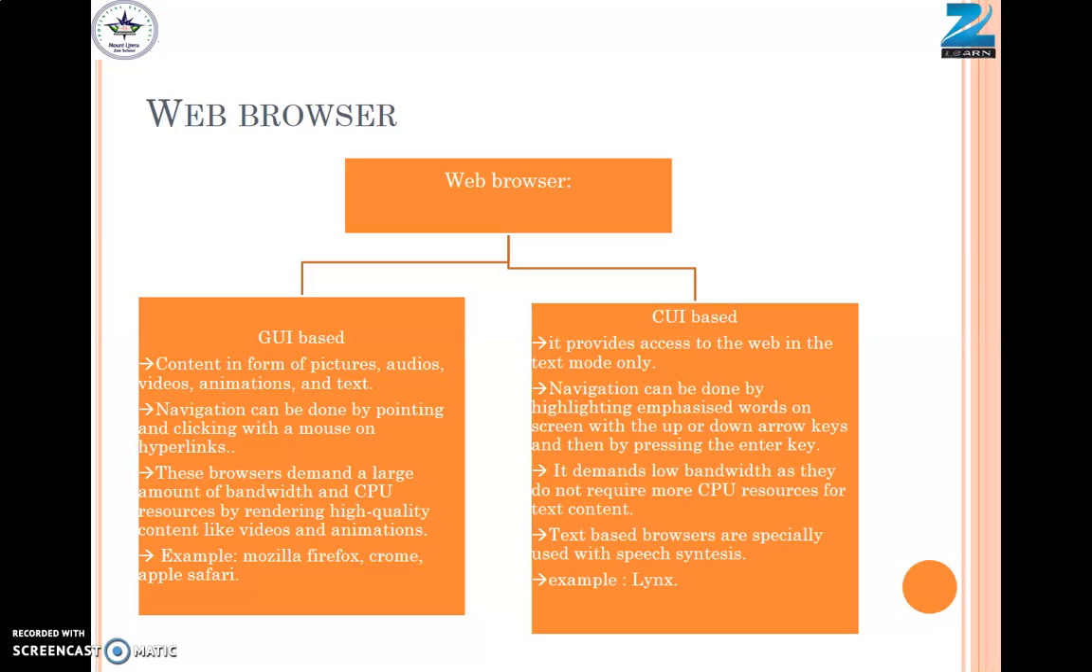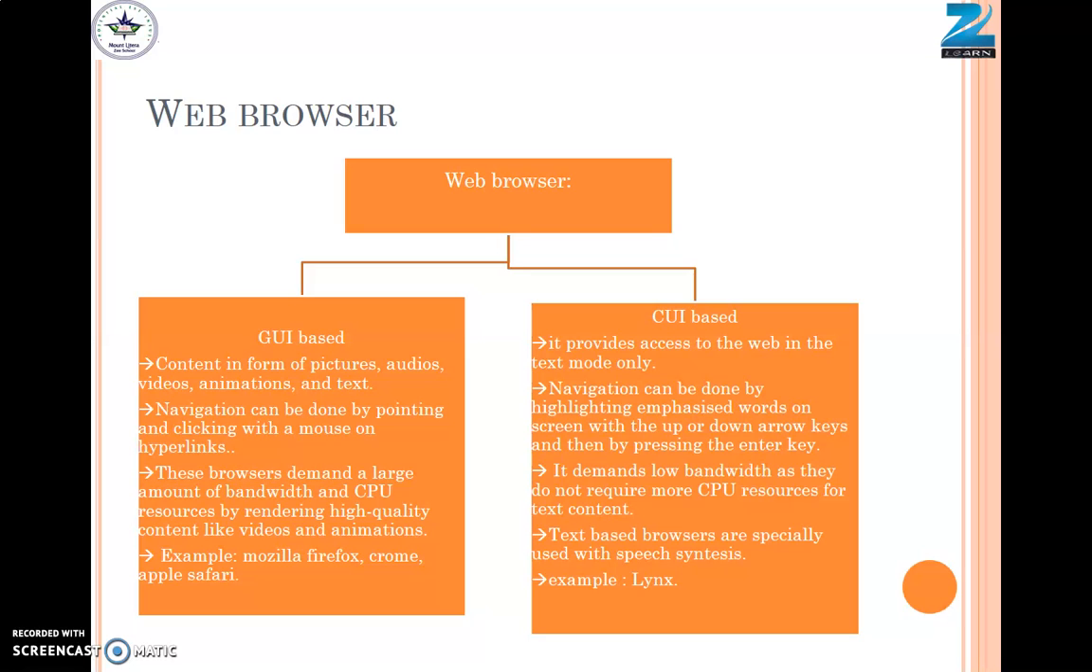Now GUI based. Content is in the form of pictures, audios, videos, animations, and text. Navigation can be done by pointing and clicking with a mouse on hyperlinks. These browsers demand a large amount of bandwidth and CPU resources by rendering high quality content like videos and animations. Examples: Mozilla Firefox, Chrome, Apple Safari, and many more.